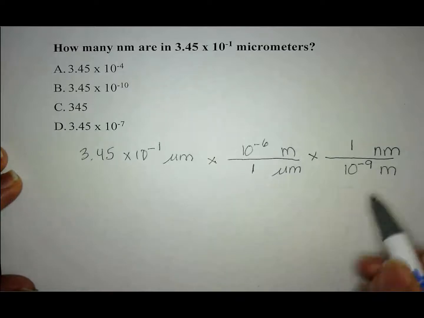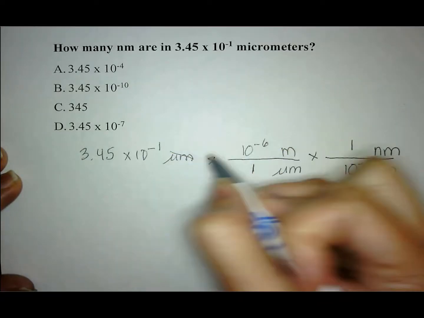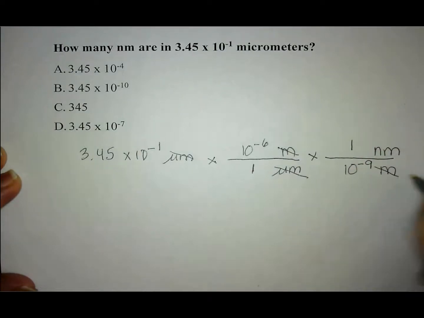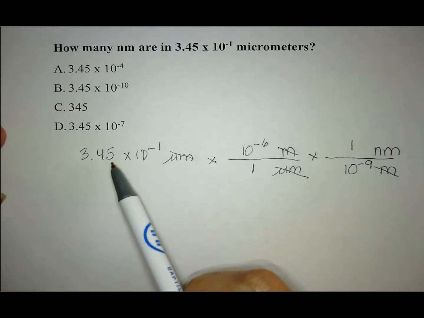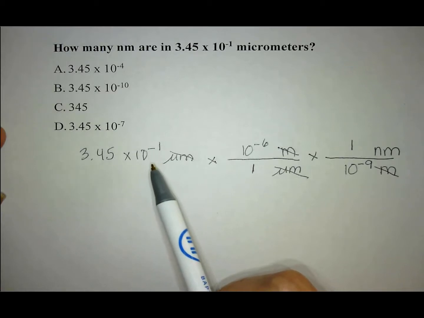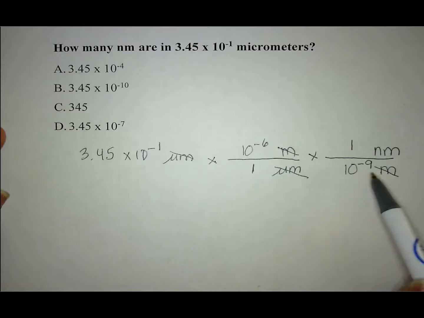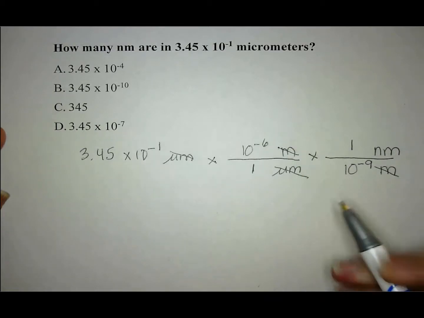Once I've gotten it set up and I've made sure my units cancel out, micrometers canceling out with micrometers, meters canceling out with meters, then I can deal with the actual calculation. So I could plug it into my calculator as 3.45 times 10 to the minus 1 times 10 to the minus 6, and then divided by 10 to the minus 9. Remember, if the number is in the denominator, we divide, and if it's in the numerator, we multiply.